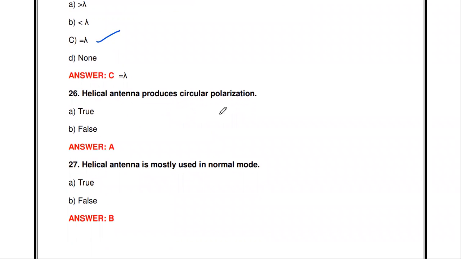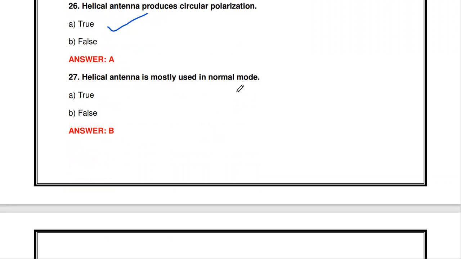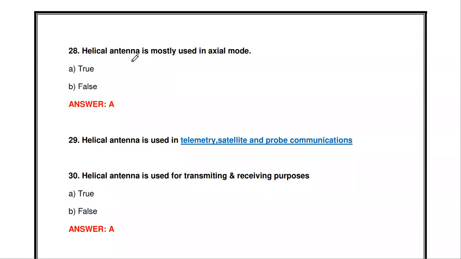Then the helical antenna produces circular polarization. It's true. Then the helical antenna is mostly used in normal mode. True or false? It's false. The helical antenna is not at all used in normal mode. In axial mode only, the helical antenna is used for applications. The helical antenna is mostly used in axial mode. In normal mode, it is not used.